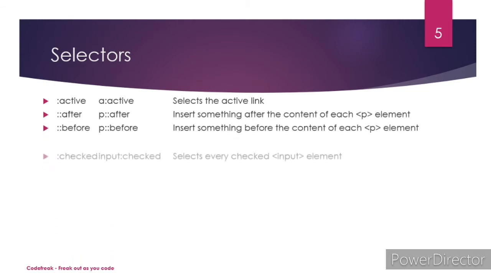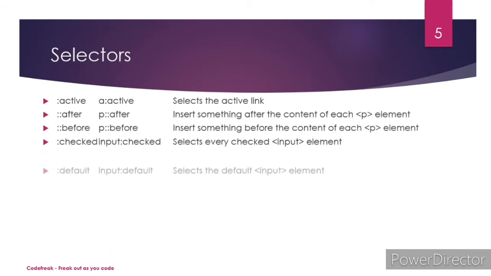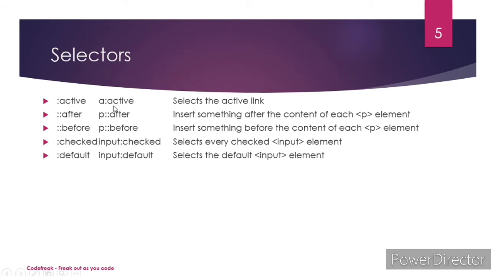So you have after, active, before, checked, and all that. So active selects the active link. Some links you can keep as active, some you can keep as disabled and so on. So you have after, which inserts something after the content in the p element. You can do that basically in JavaScript also, so you can try it out. Insert something before the p element, that you can also do. Those are the things available.